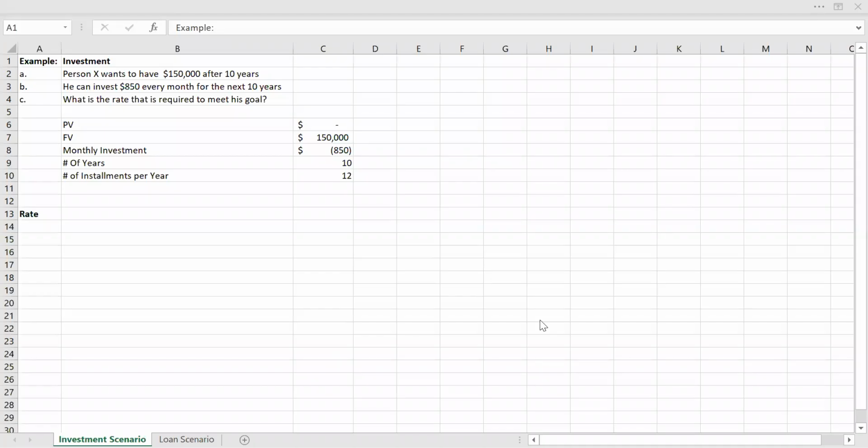With the help of this example, let's try to understand the rate function. So I have two scenarios. One is the investment scenario and the second is the loan scenario. First, let's try to understand the investment scenario.